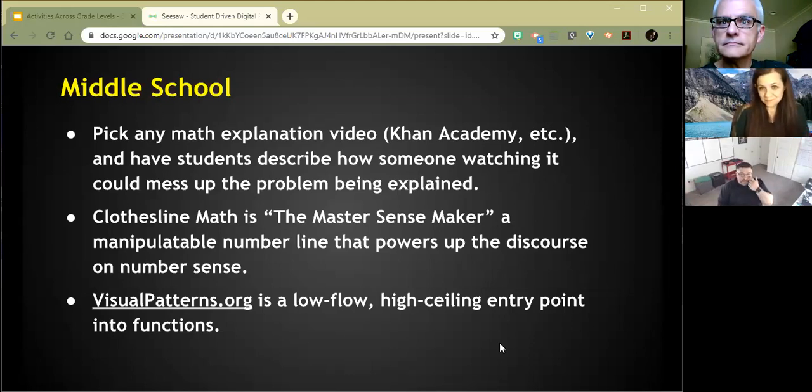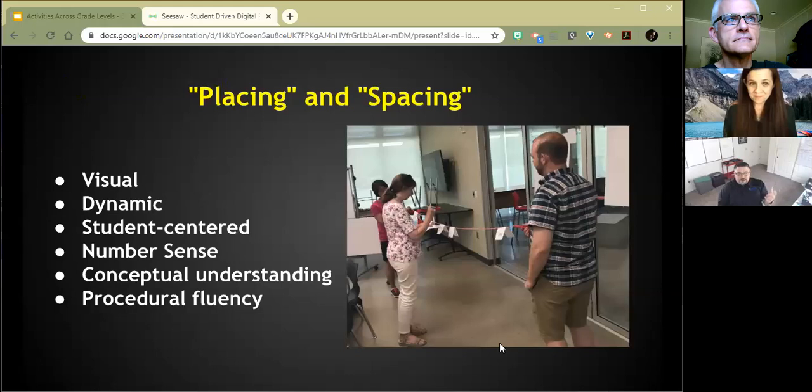And with the clothesline math, if you've never seen this, and if you've never just understood positive and negative integers, this is where you need to go. This should be in every classroom. It's the master sense maker, is what they call it, right? It's physical. It's exactly what Susan was talking about. It's concrete. It's the tactile. Kids are moving around the numbers. We're not jumping to any formulas or anything right away.